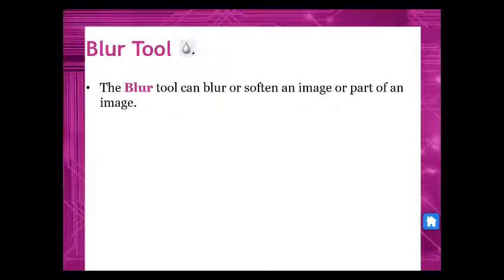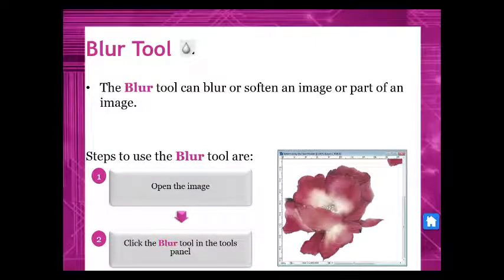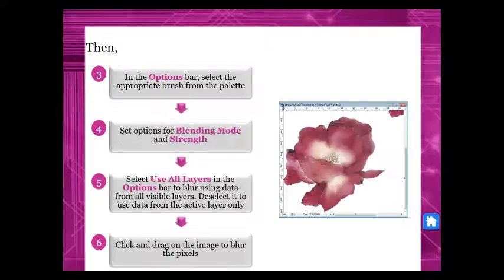The next is blur tool. The blur tool can blur or soften an image or part of an image. Steps to use the blur tool are: open the image, click the blur tool in the tools panel, then in the options bar select the appropriate brush from the palette. Click and drag on the image to blur the pixels.